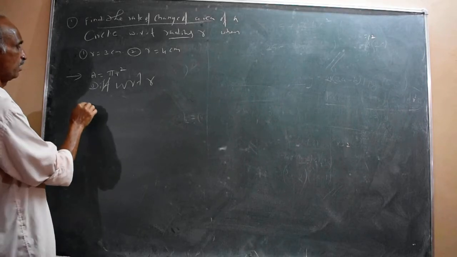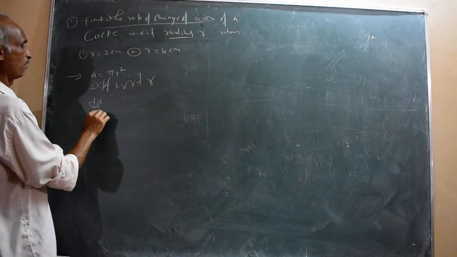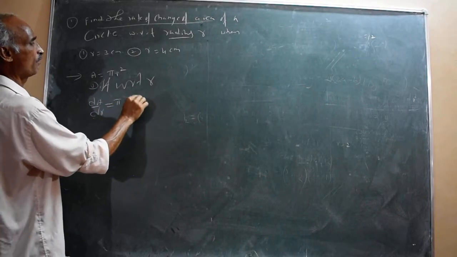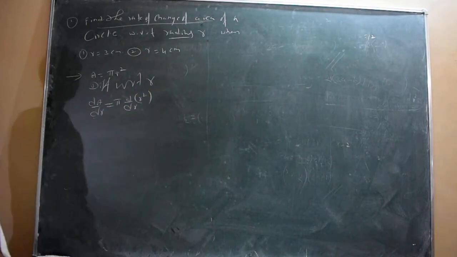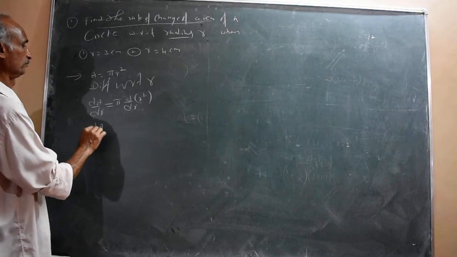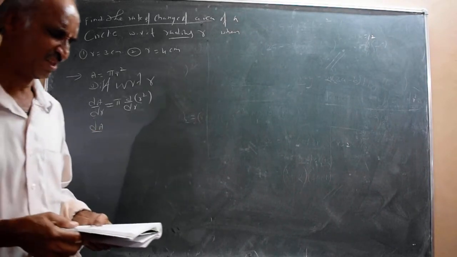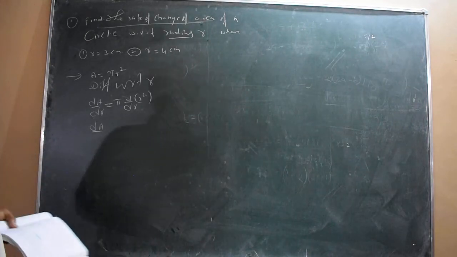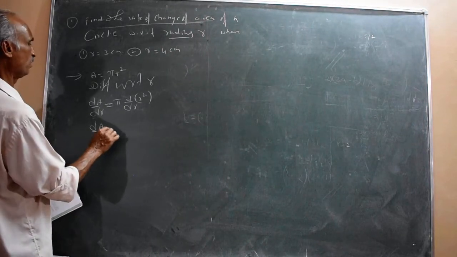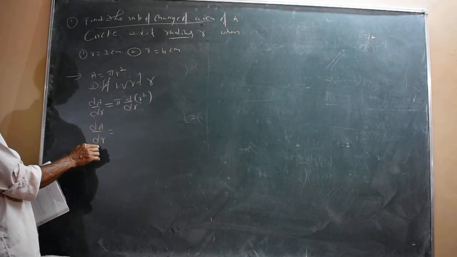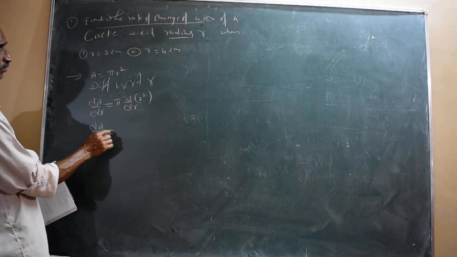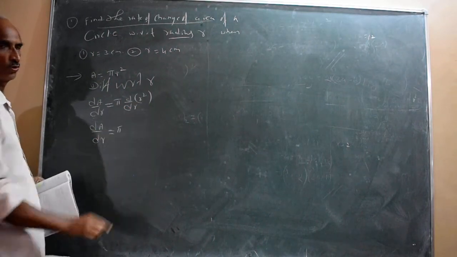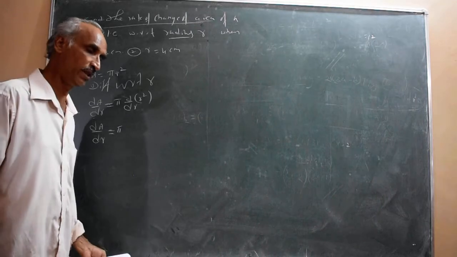Okay. Differentiating with respect to r, not to t here. dA by dr is equal to pi constant, d by dr of r square. Find the rate of change of area of the circle with respect to the radius r. This is the question, rate of change of area. We have to work out dA by dr. What is the differentiation of r square with respect to r? Find it.